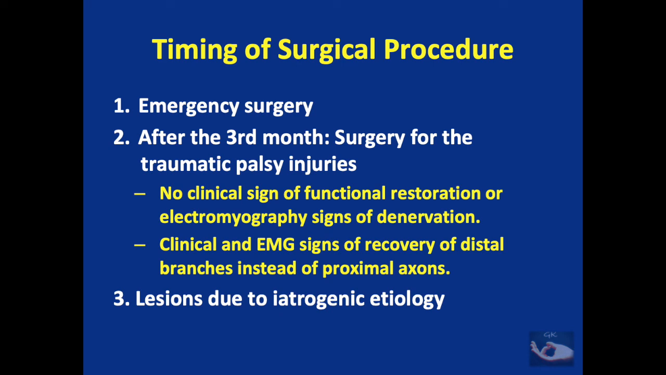Having made a plan, we need to now decide the timing. It can be done in the emergency situation when the wound is an open wound. It can be done after the 3rd month when there is no clinical sign of functional restoration or electromyography signs of denervation are present, or clinical and EMG signs of recovery of distal branches instead of proximal muscles. In cases of iatrogenic etiology, it needs to be explored early.